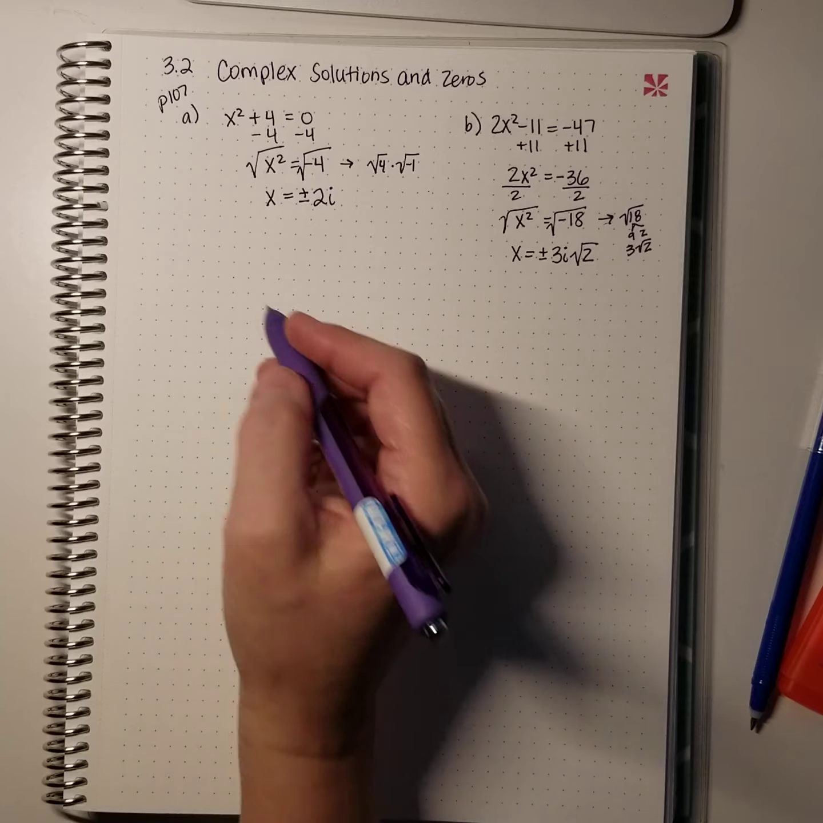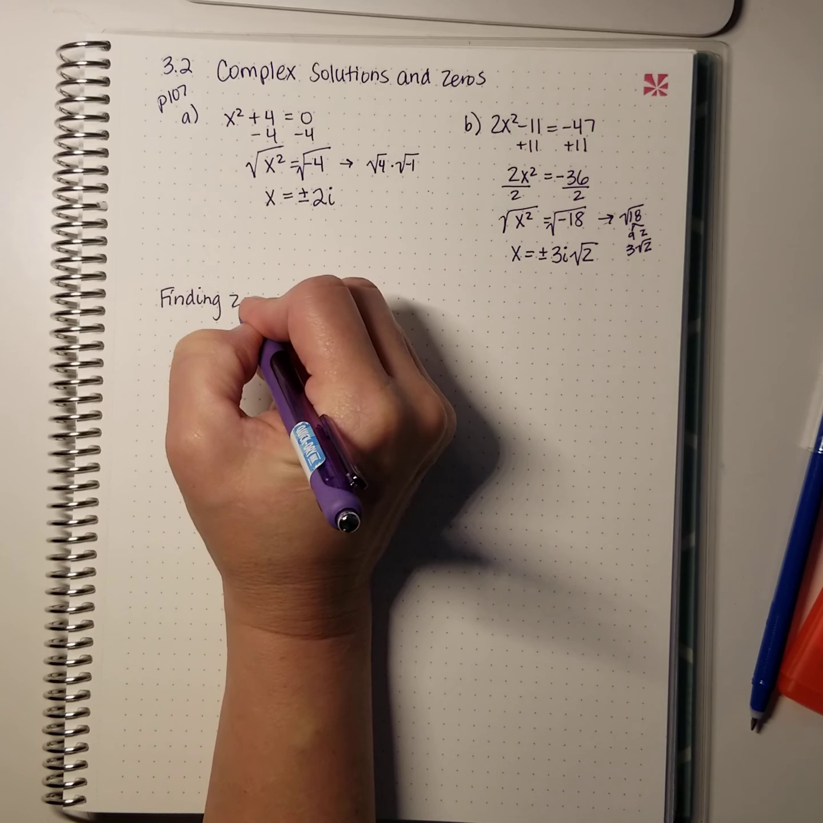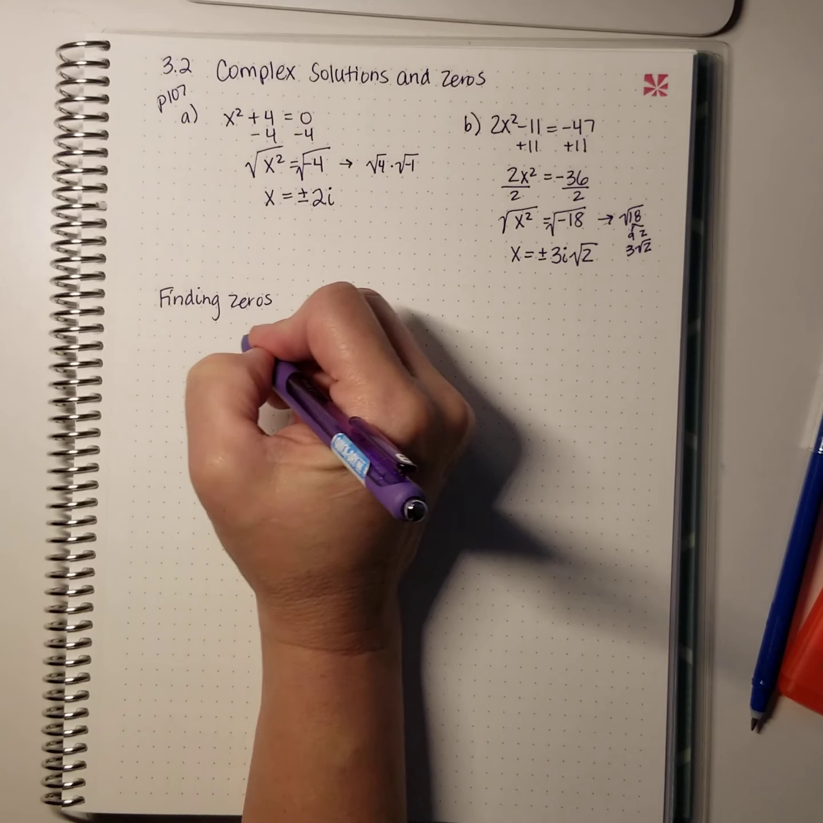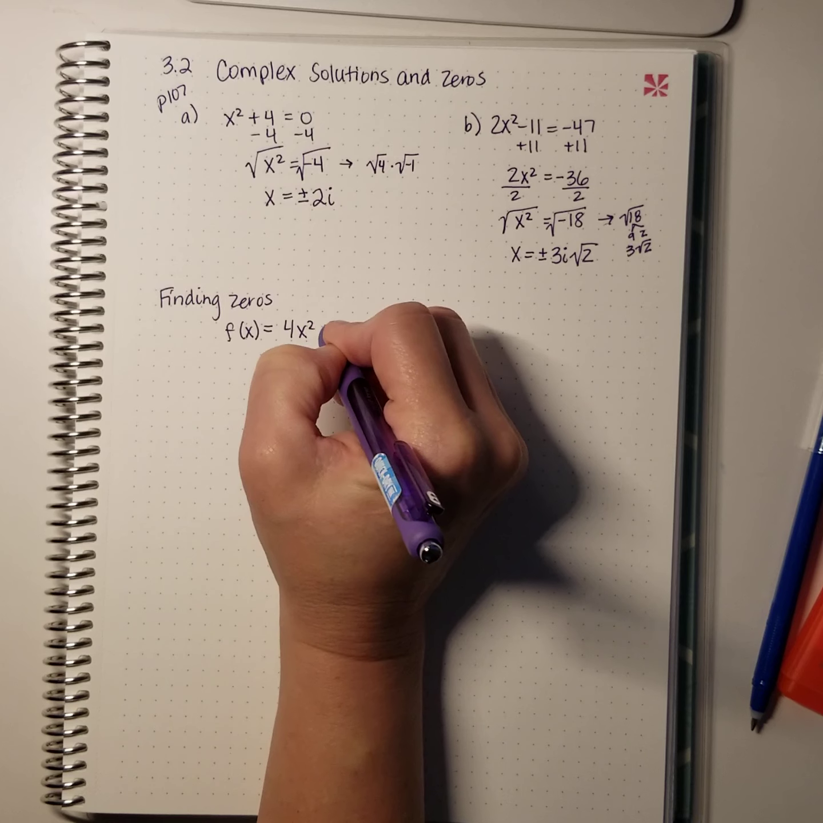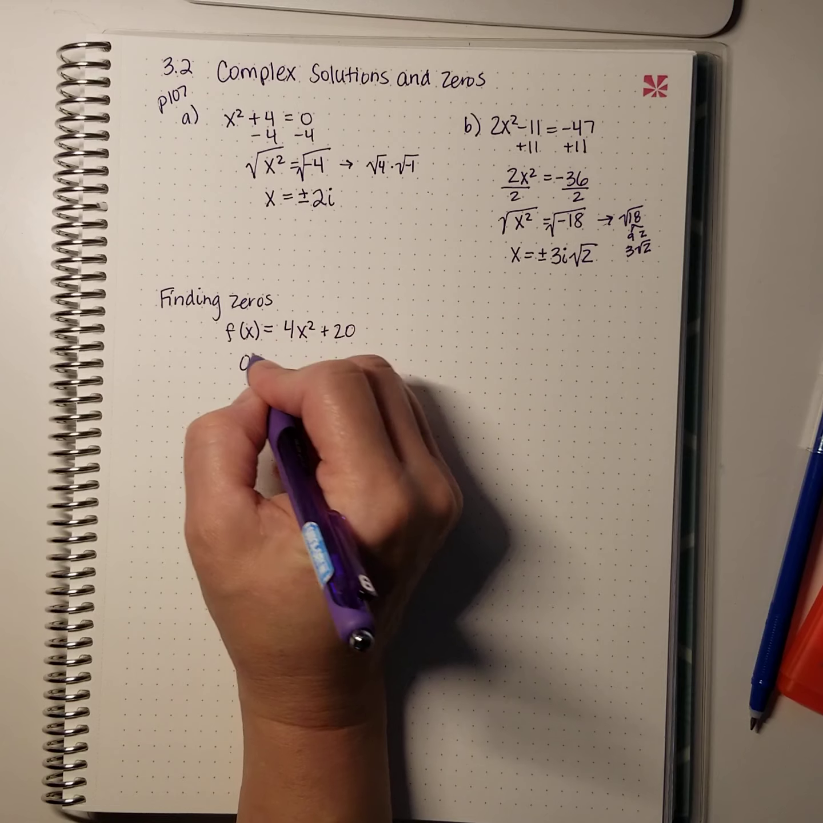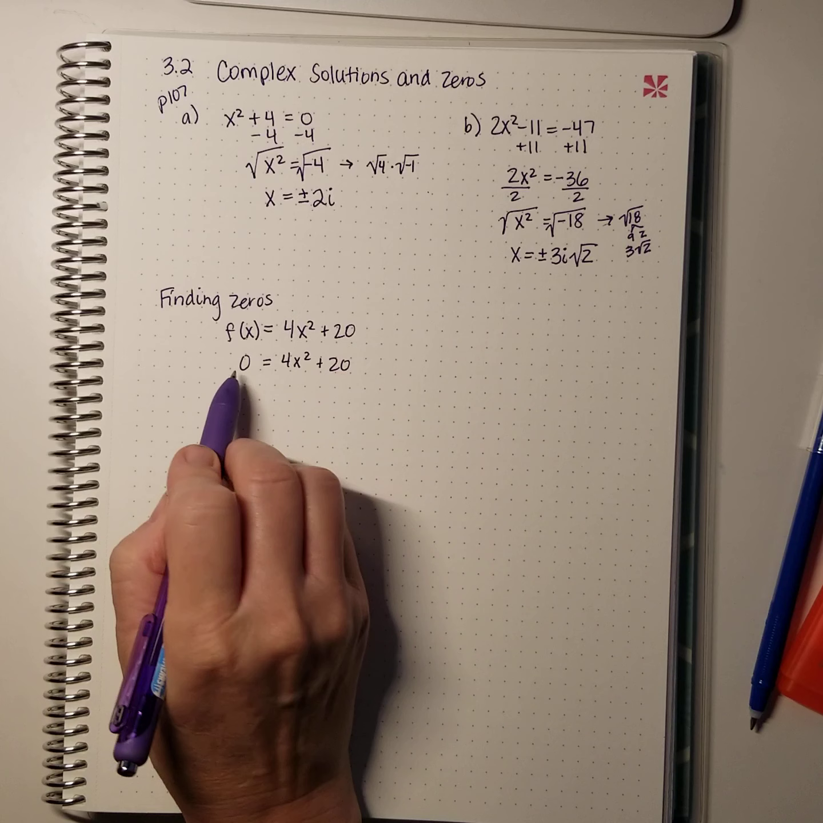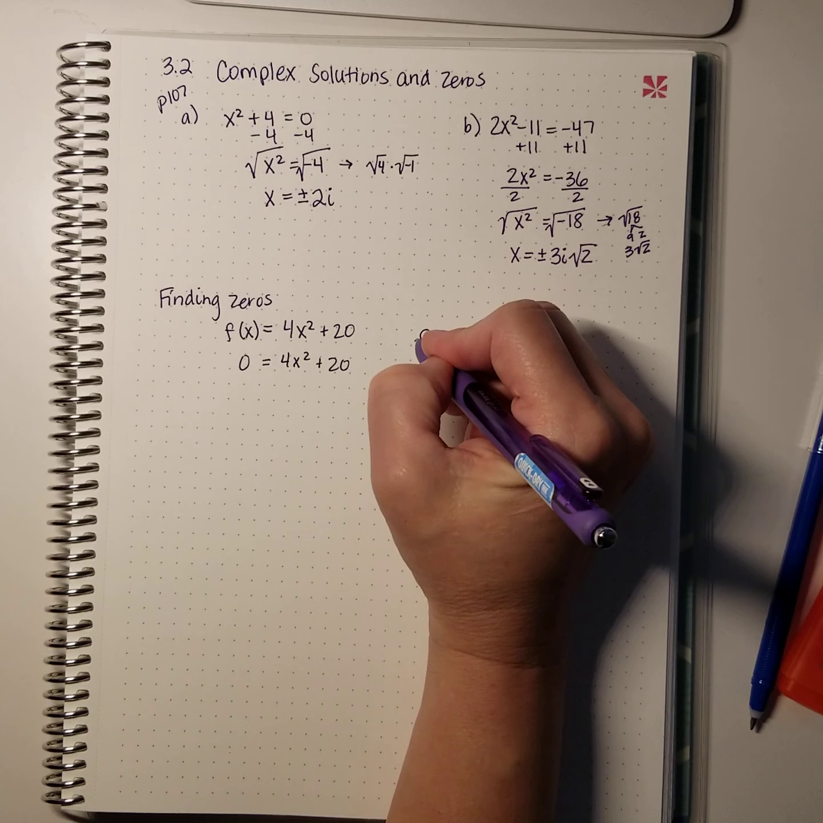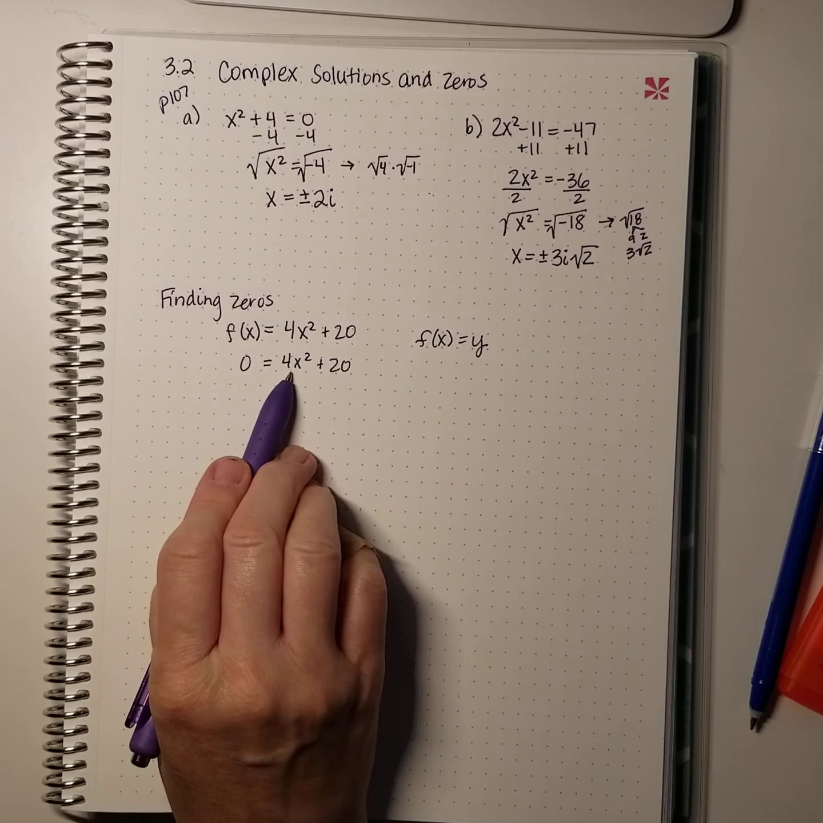Okay, and so finding zeros, how does this relate to finding zeros? That's how we would solve a quadratic equation. But to find the zeros of a function, if we said f of x equals 4x squared plus 20, the first thing we need to do is set this y value equal to 0. Remember, that's when we're on the x-axis, when the function equals 0 or when y equals 0. So remember, guys, f of x simply means y. So setting y equal to 0, and now we'll just solve.